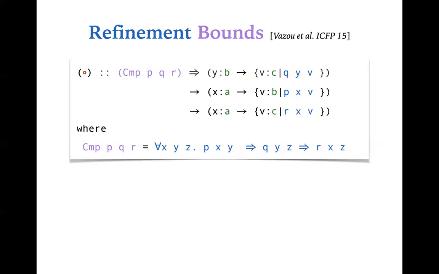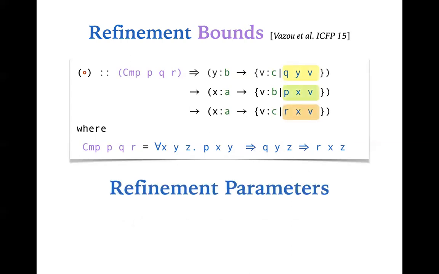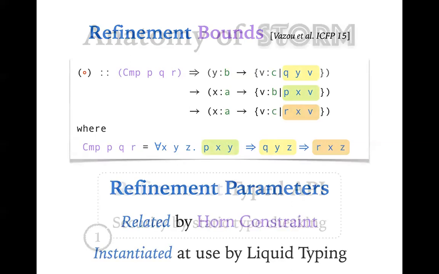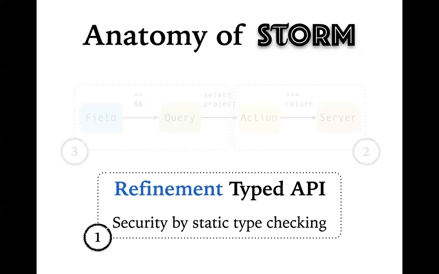Okay, so there's one thing to take away from this slide. What we're doing is we're writing function signatures, but we're going to allow you to quantify these function signatures over these relations like P, Q, and R, and you can now relate these relations using horn constraints. That's the high level bit. We're going to use this in order to build up our API. Okay, good. So that's refinement typing 101.